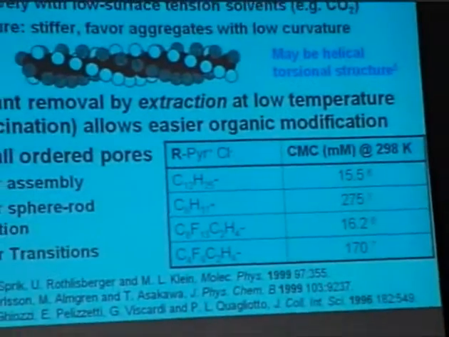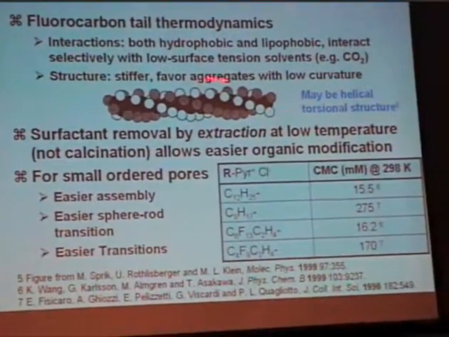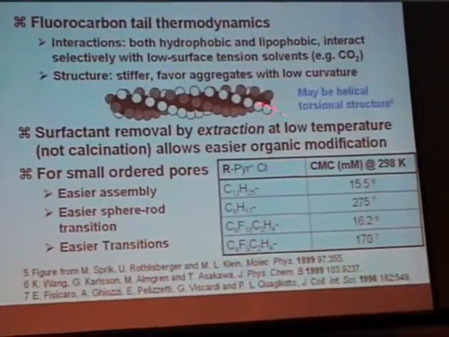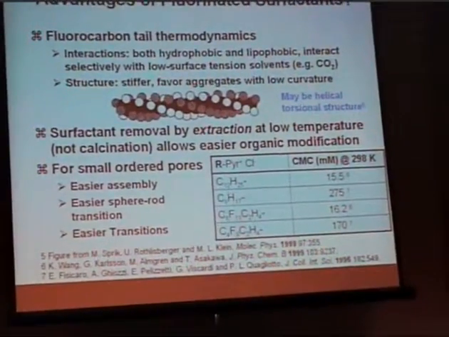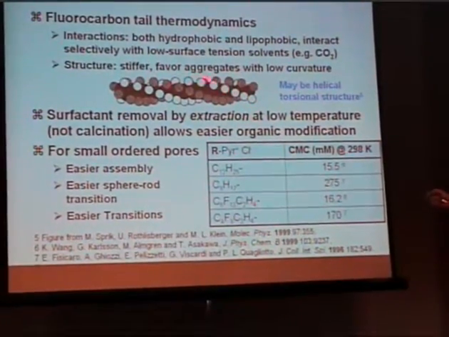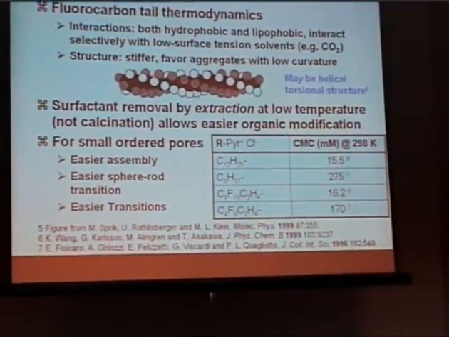And the structure of these fluorocarbons is different than hydrocarbons. They tend to be stiffer. This is just an illustration taken from a paper for Teflon, polytetrafluoroethylene, which is a fluorocarbon. You get this helical structure because of the torsional potential of these chains, but the idea is that that makes them stiffer than hydrocarbons.